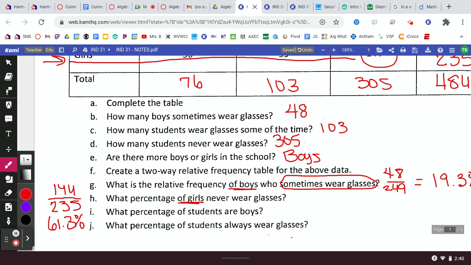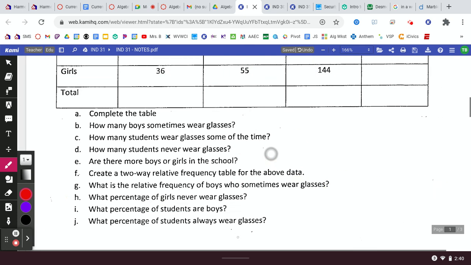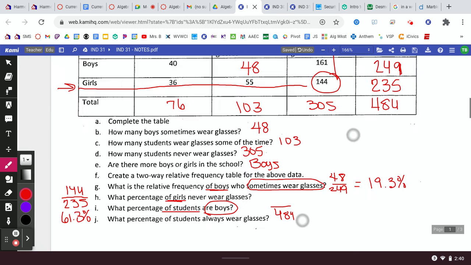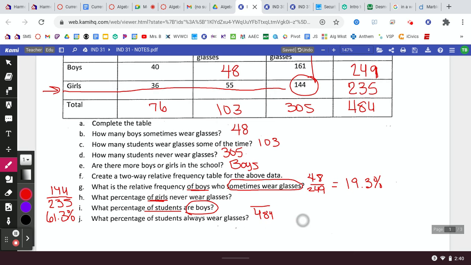All right. Now it says, what percentage of students are boys? That's my big number again. We're back to that. So my big number here is 484. Laura, what's my number of boys? 249. So of all of my students, how many are boys? Okay, my boys on top, and the entire student body is on bottom. And I get, Avery, what do you get here? 51.4%. And again, you put that in your calculator.